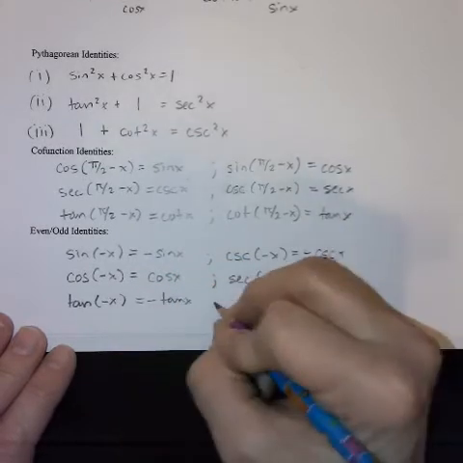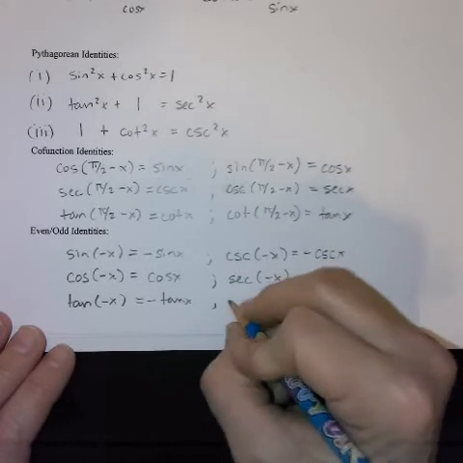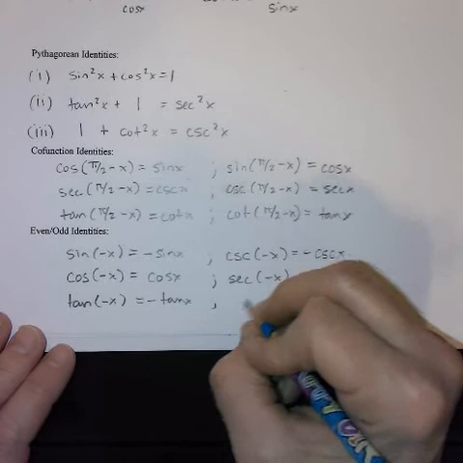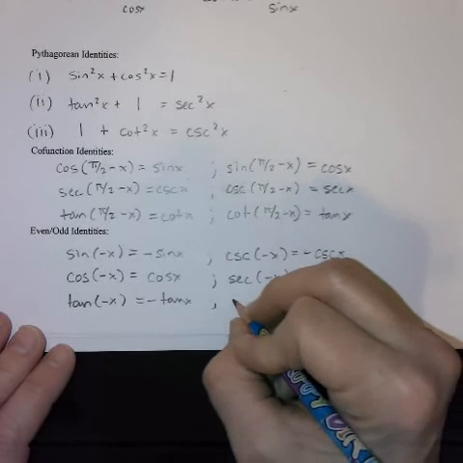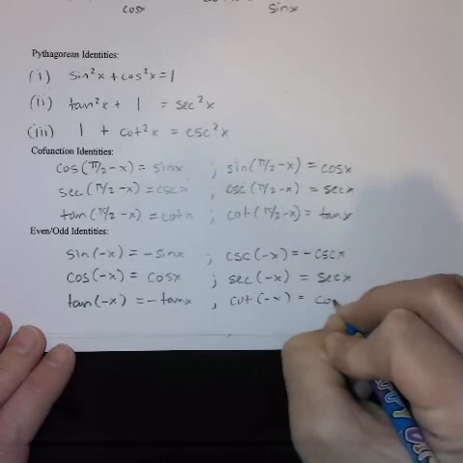Again, we proved these. I can't remember which section it was, but if you need to review, go back and review that section. Cotangent negative x is negative cotangent x.